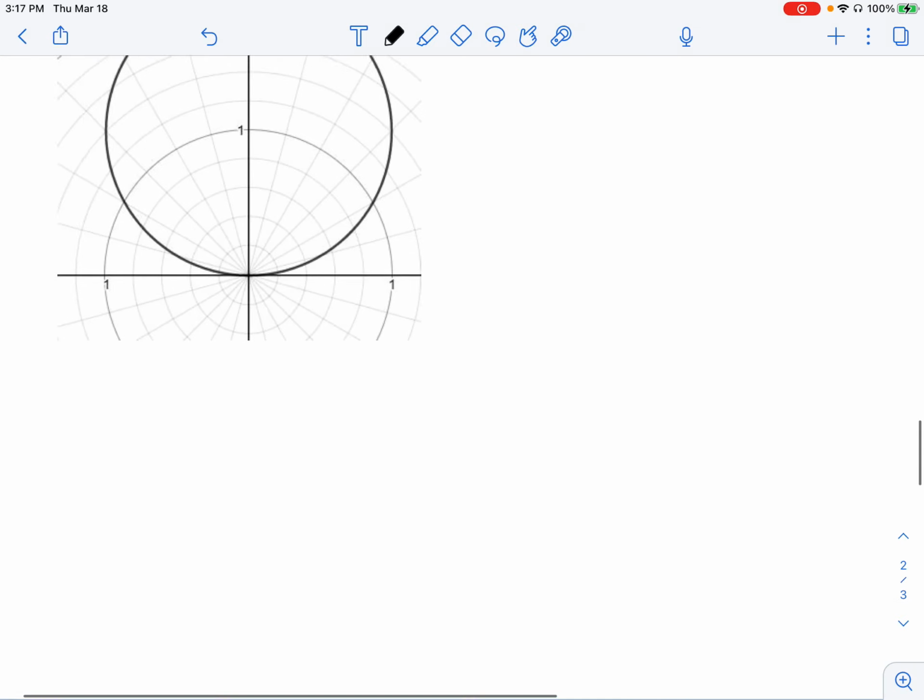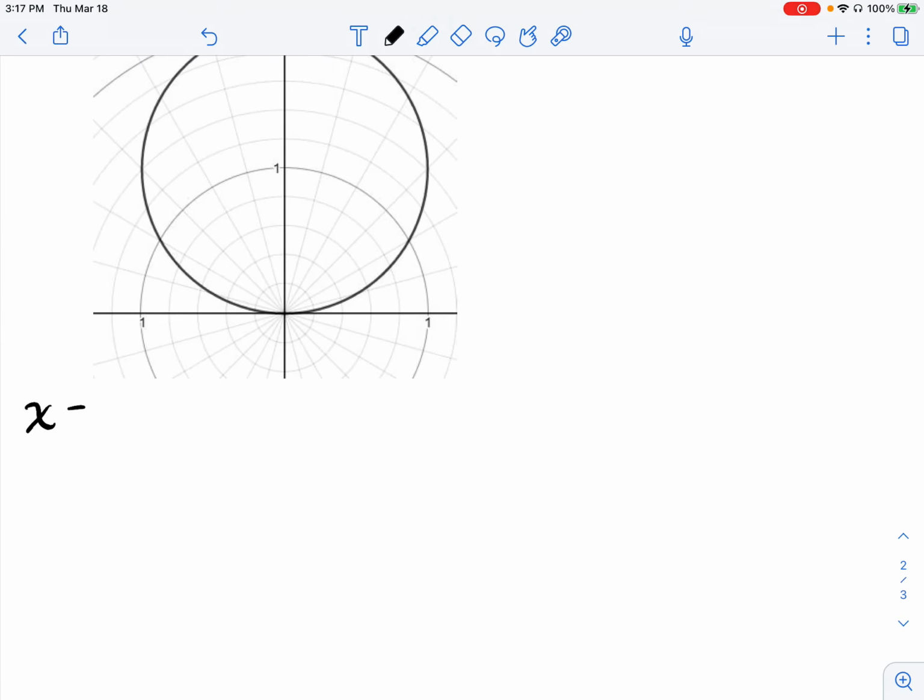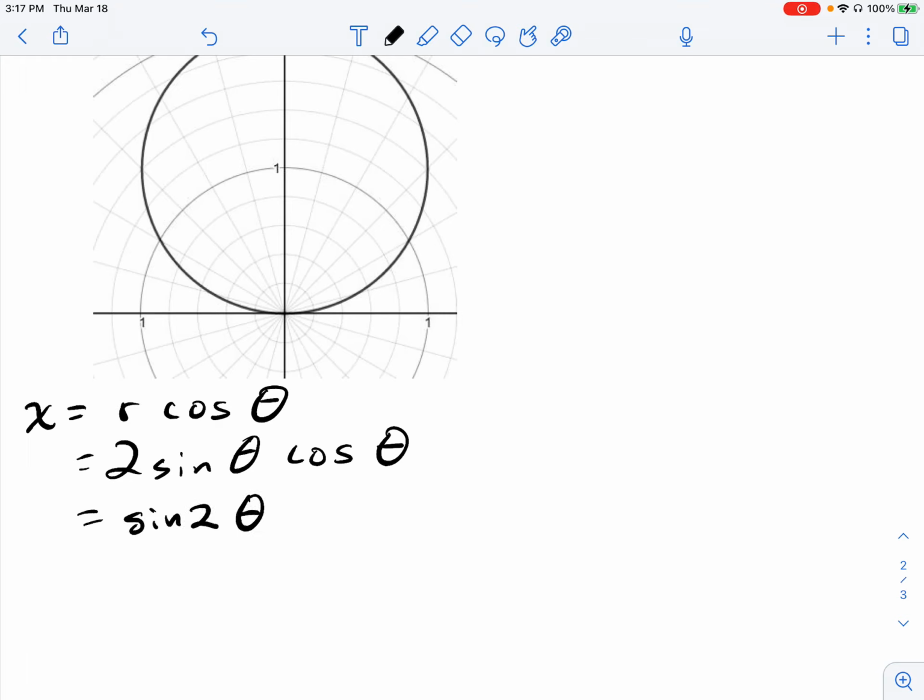So we're going to say x is equal to r cosine theta. So in this case, it's 2 sine theta times cosine theta. And if you want to, you can use a double angle identity here to rewrite this as sine of 2 theta. That just might make your life a little bit easier when we're differentiating later. When we have to differentiate this, it might be nice to just have everything in terms of sine instead of having to use the product rule, but it's completely up to you.